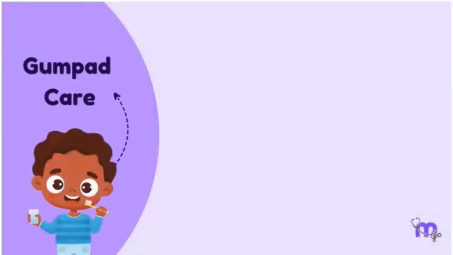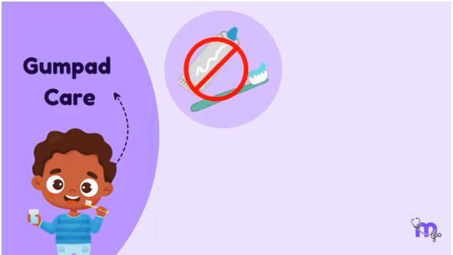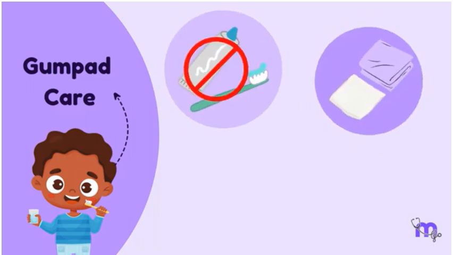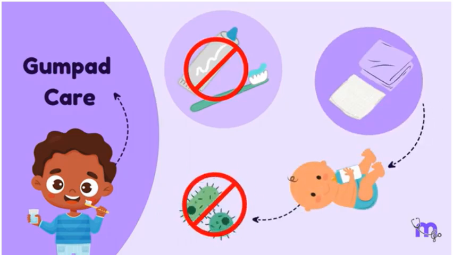Gum pads must be cared for even before the first primary teeth erupt. They need not be brushed, but can be wiped with a small piece of gauze or a soft cloth after feeding to prevent the accumulation of bacteria on the gum pads.